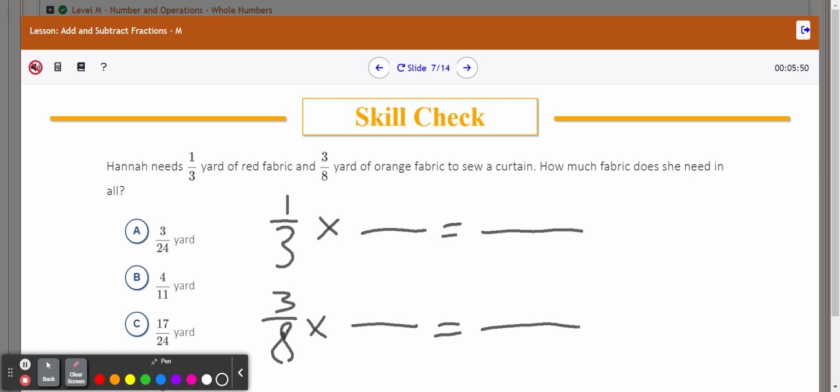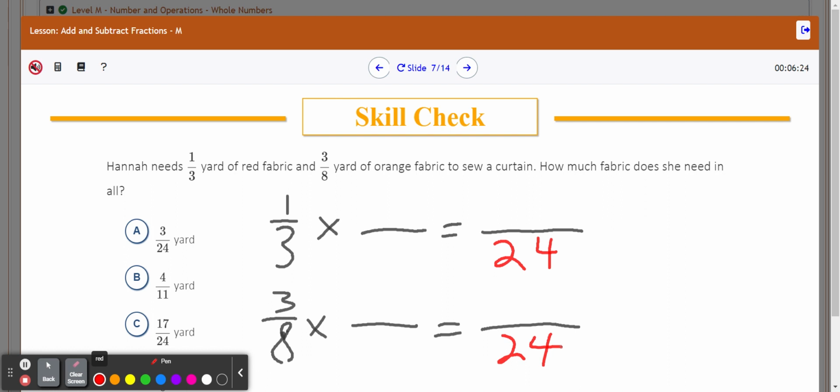Now, remember, we just found the least common multiple. The least common multiple for 3 and 8 was 24. So I'm going to put my 24 in the denominator for the last number, because they have to have the same denominator. So now I'm going to set up equivalent fractions. As long as you're multiplying the top and bottom by the same number, that's fine because it equals 1. So how many times does 3 go into 24?